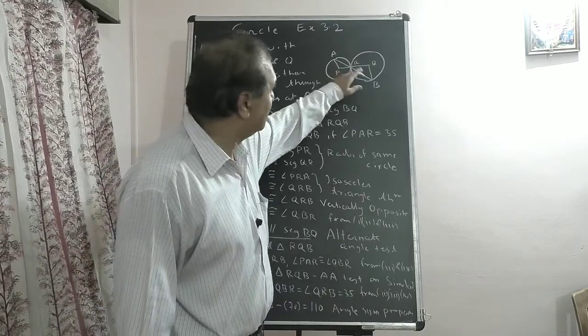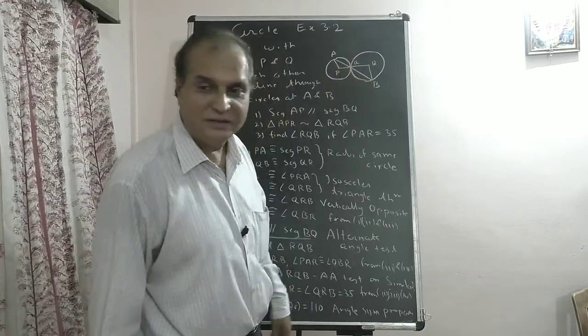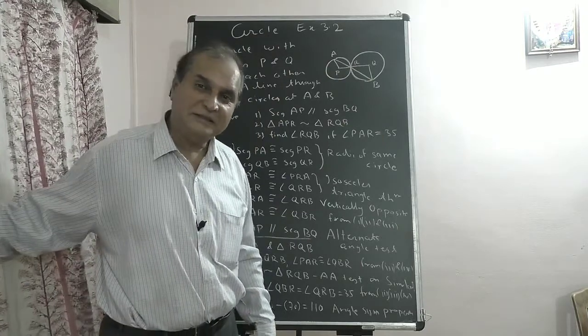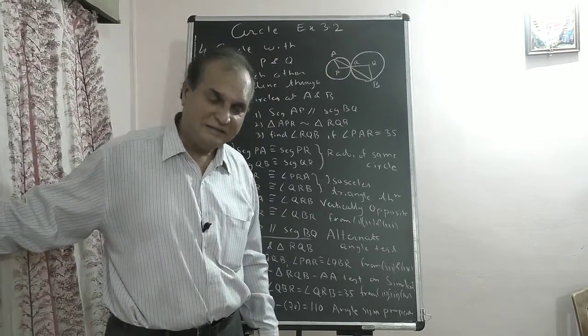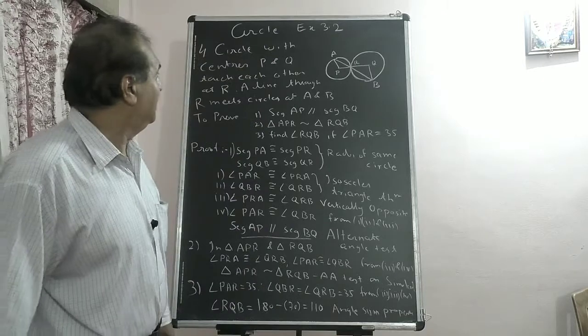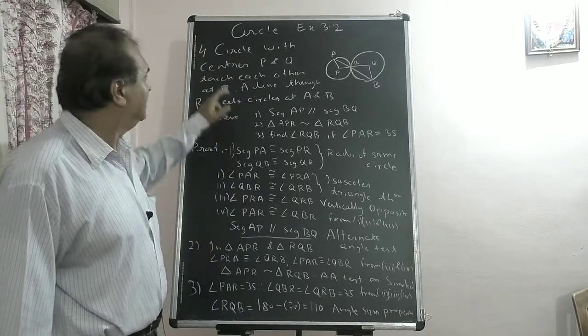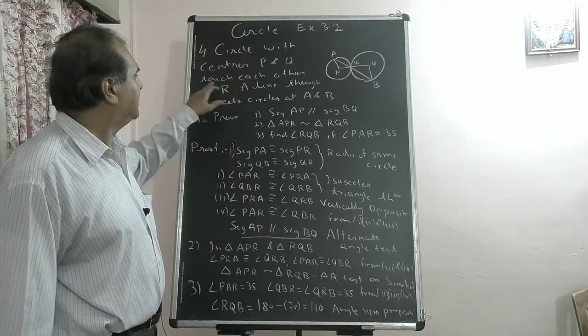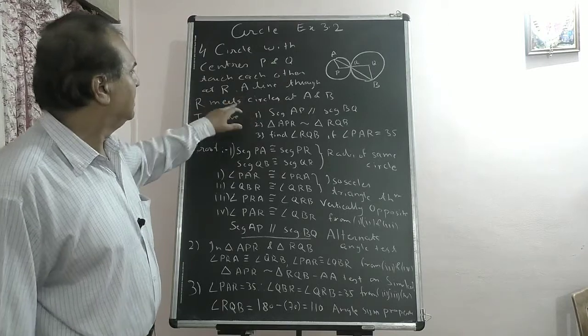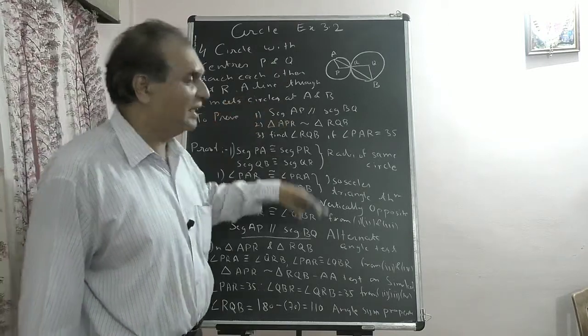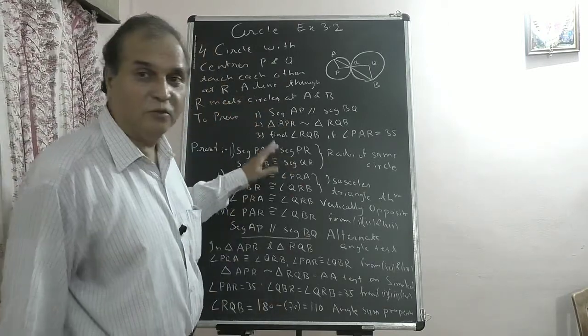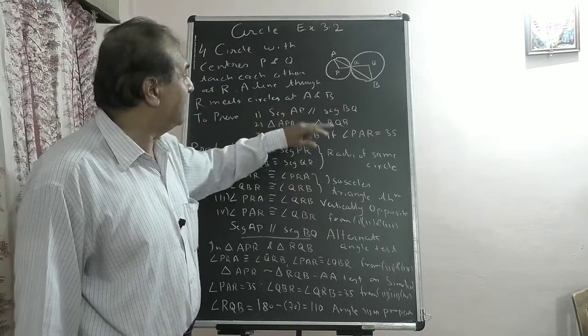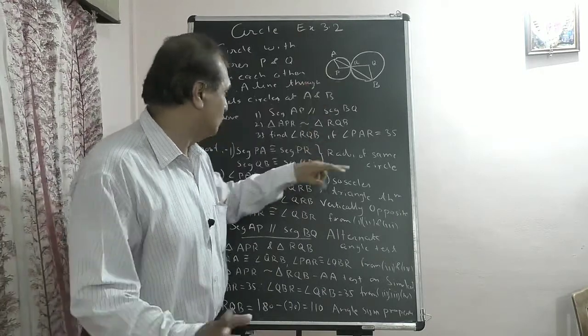Understood? PA is parallel to QB because alternate angles are congruent. Alternate angle test. Understanding? Okay, we'll go ahead. Given: circles with centers P and Q touch each other at R. A line through R meets the circles at A and B. Three things you have to do. Proof: seg AP is parallel to seg BQ, you have to prove.